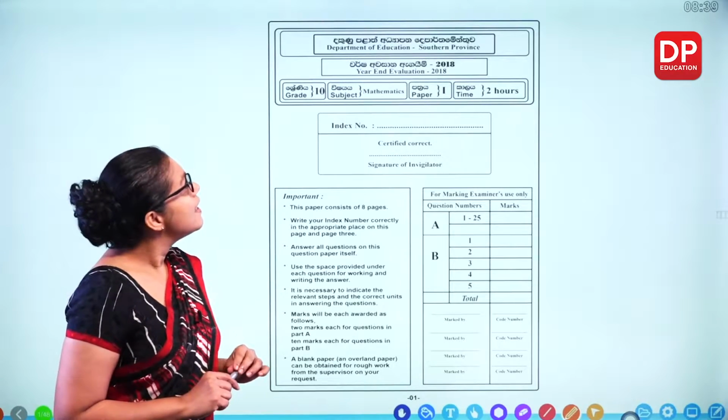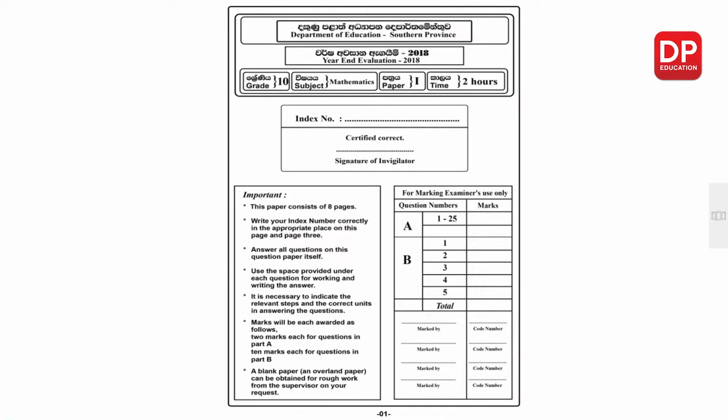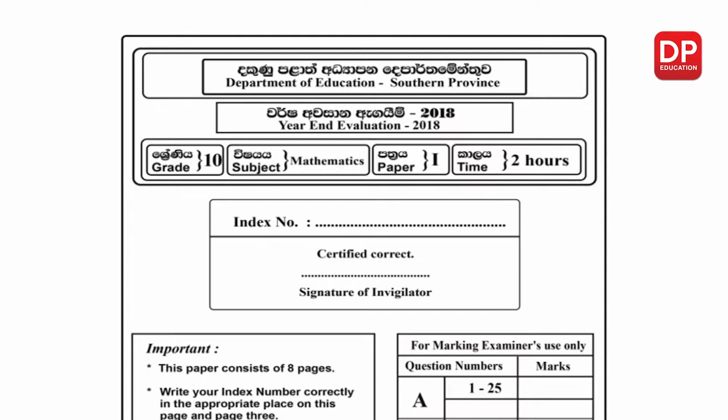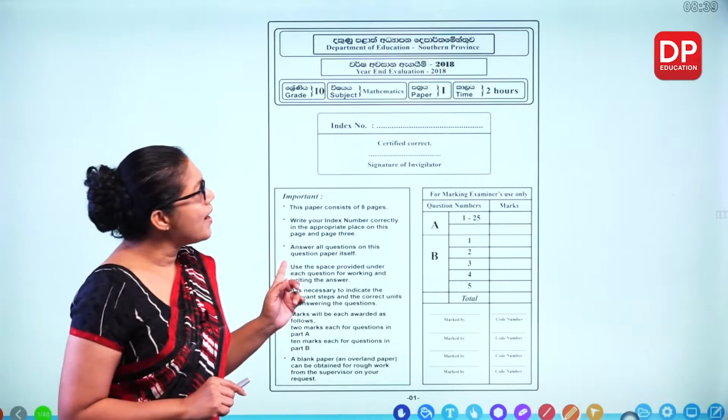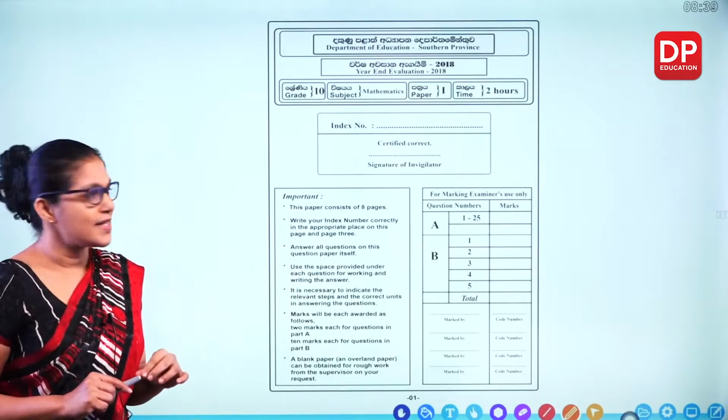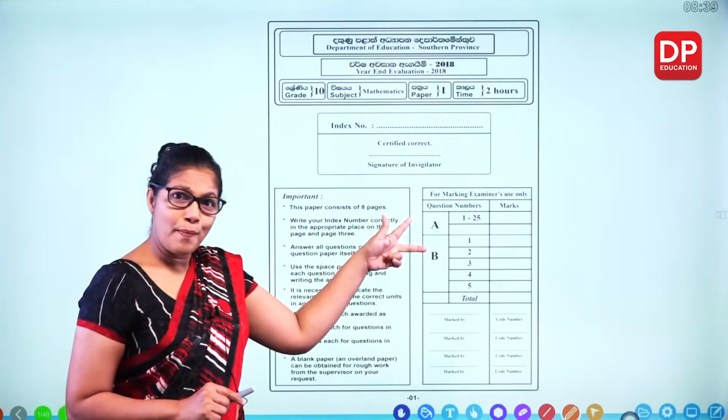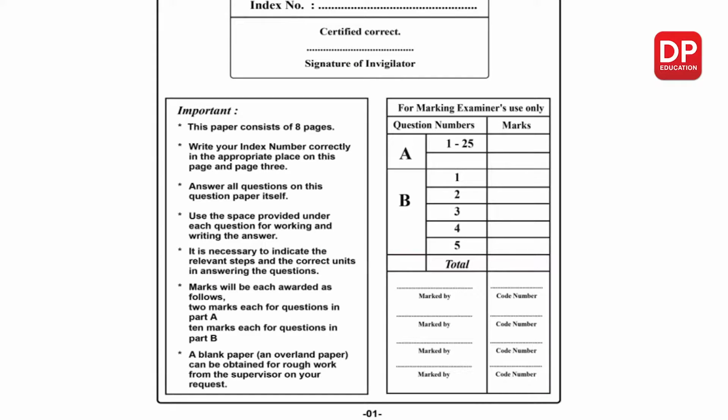So that's Department of Education Southern Province Year-End Evaluation 2018. So this is paper 1. You get 2 hours. There are 2 parts, part A and part B. Part A has 25 short questions and part B has 5 long questions.